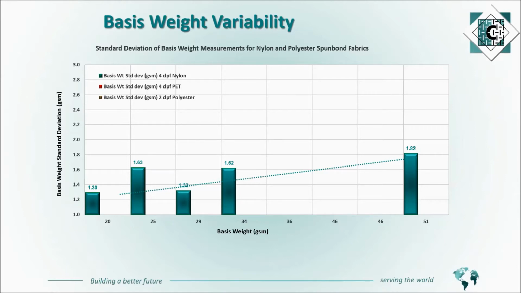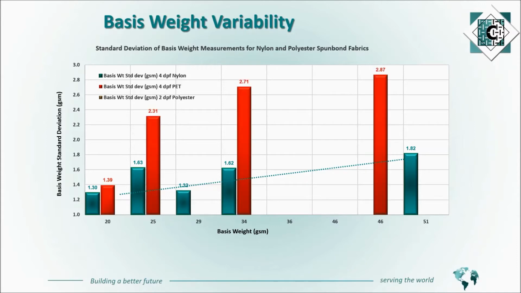Basis weight was chosen for a couple of reasons. Basis weight is obviously a test most people are very familiar with. It's an easy test to do and easy to get the data. But more importantly for us, basis weight typically has a really good correlation with various strength properties: Mullen burst, grab tensile, strip tensile. So when we look at our data, we see a real good correlation between basis weight and those strength properties.